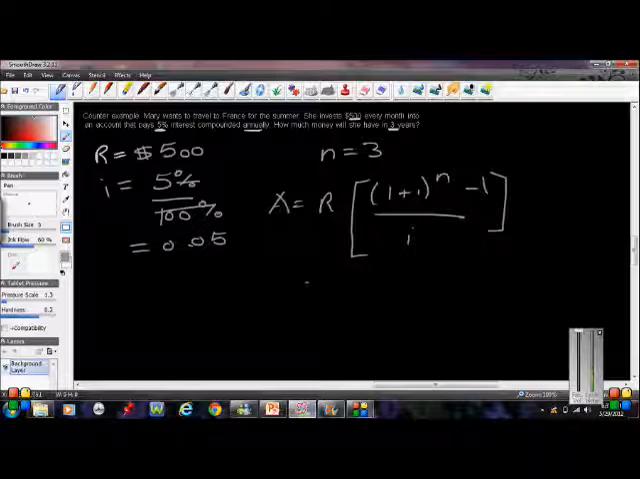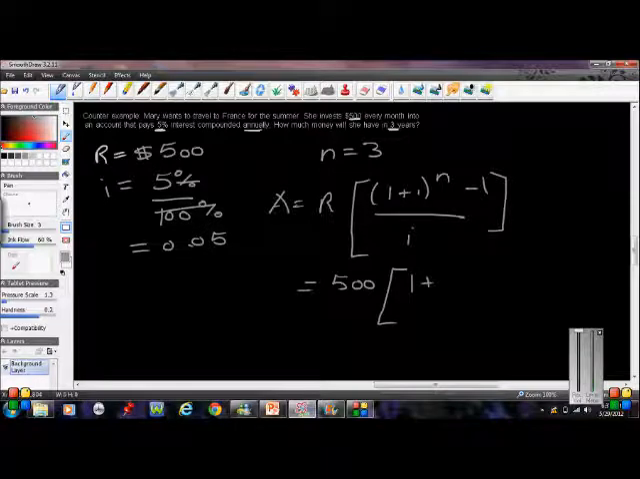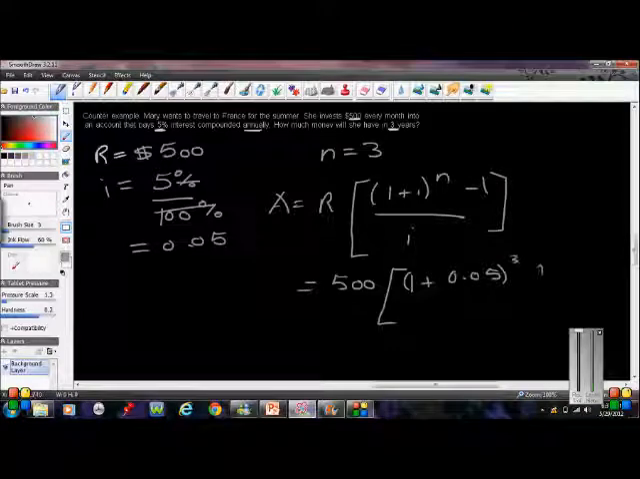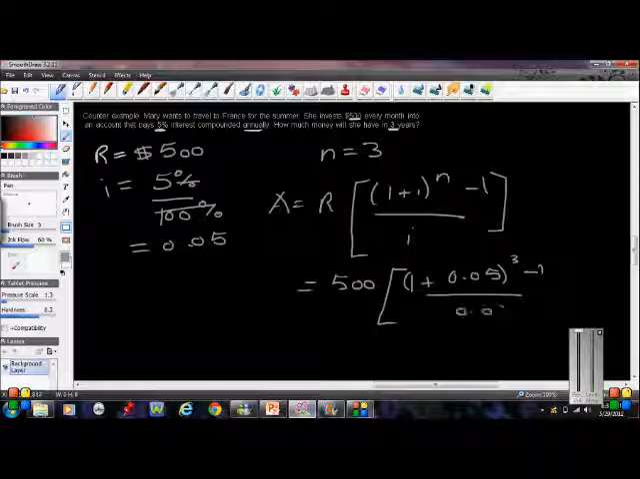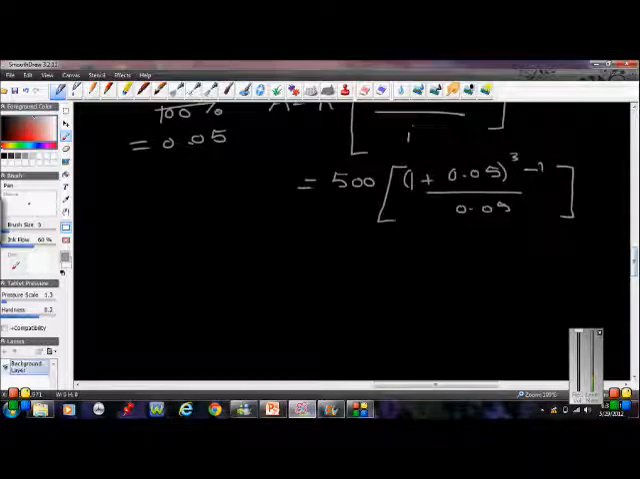Okay, next we have 500, and then we have 1 plus 0.05 to the power of 3, minus 1, all on top of 0.05. I'm going to solve this on my calculator simply because I don't want to waste time on the computer calculator, and I just don't like using that calculator anyways. So what do we have? We have 500 times (1 plus 0.05) to the 3, minus 1, all on top of 0.05, with brackets surrounding that, multiplying it by 500.